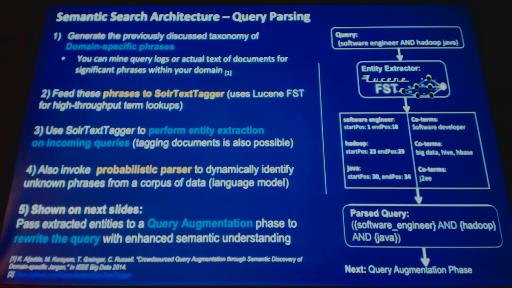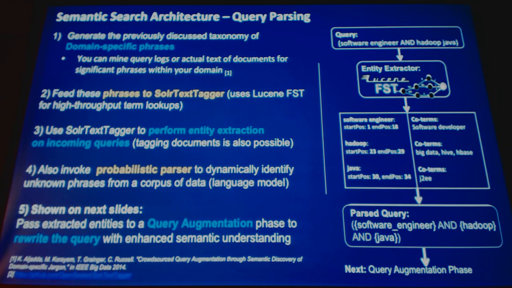That's the power that it provides, without going into any of the technical implementation. That's what we use it for. So in this case, we feed the Solr Text Tagger with our entire taxonomy. We use the text tagger to perform entity extraction on incoming queries and documents. And then we invoke the probabilistic parser I just spoke with you about a few minutes ago.